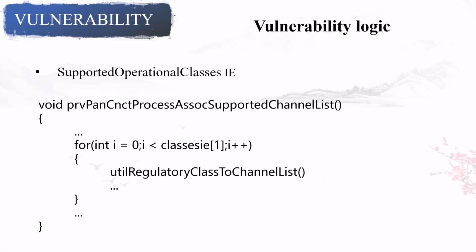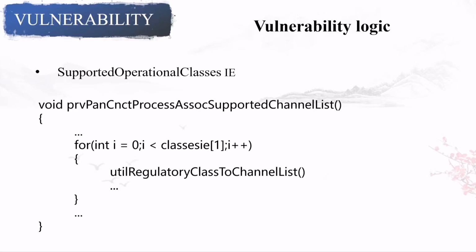From the name of the function, we can know that the function processes the channel list supported by the association frames. In this function, the function that converts the regulatory class to a channel list is called in a loop. The function writes 512 bytes to the block of memory each time and accumulates the memory address. When the number of calls is too many, it would cause the memory to be written out of bounds.